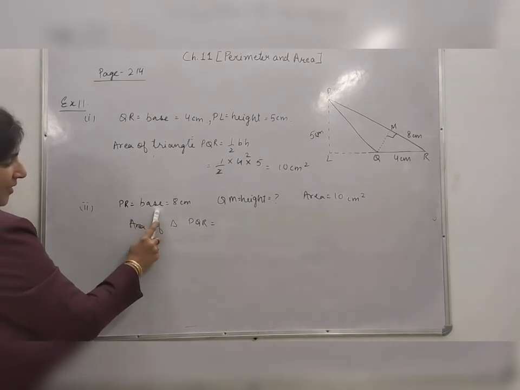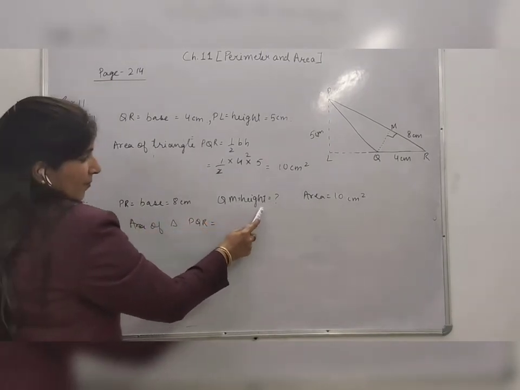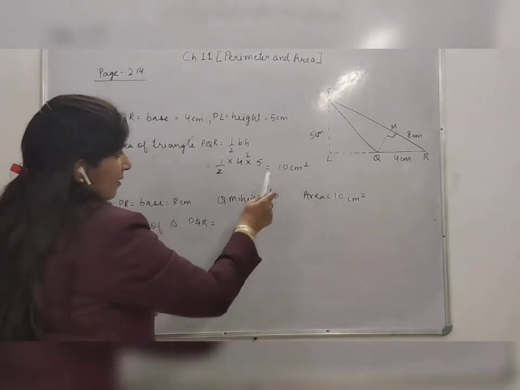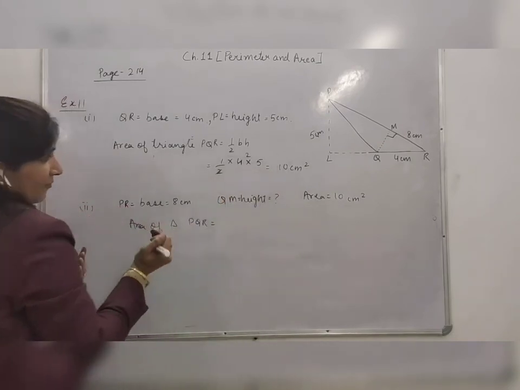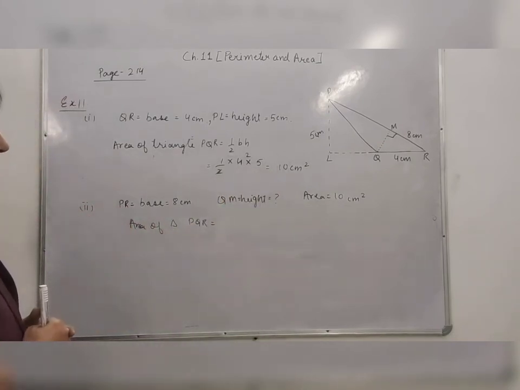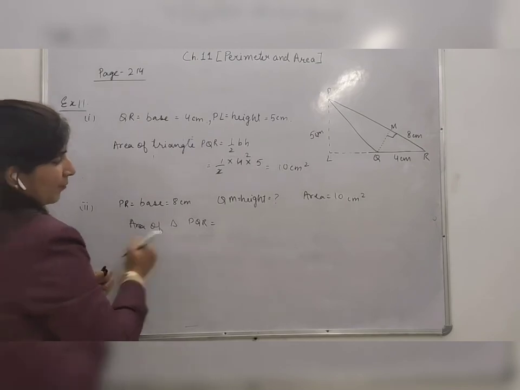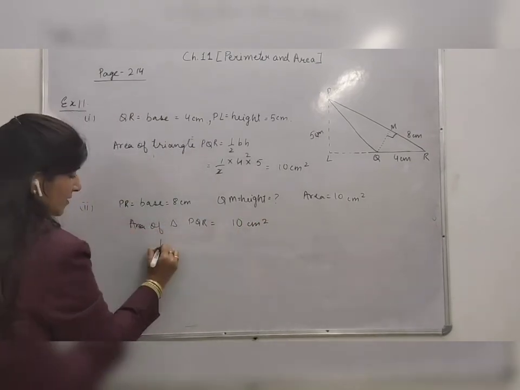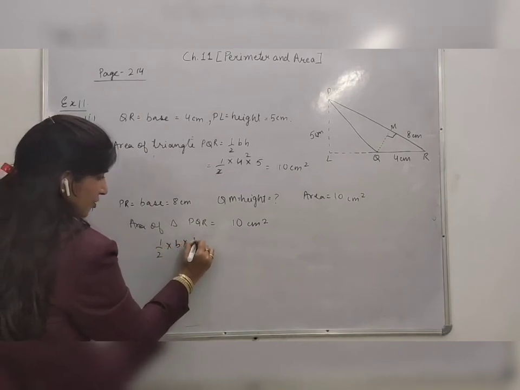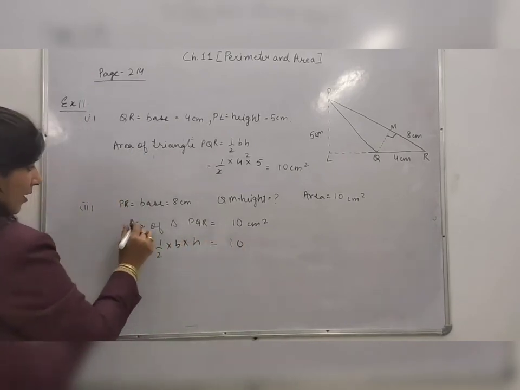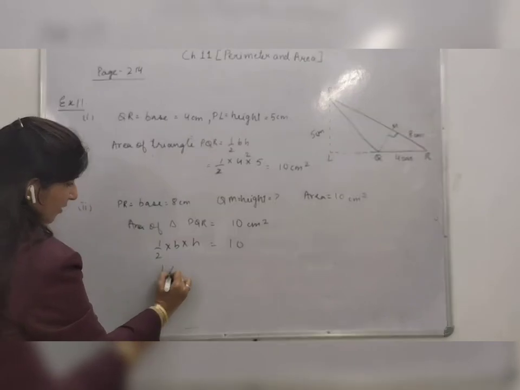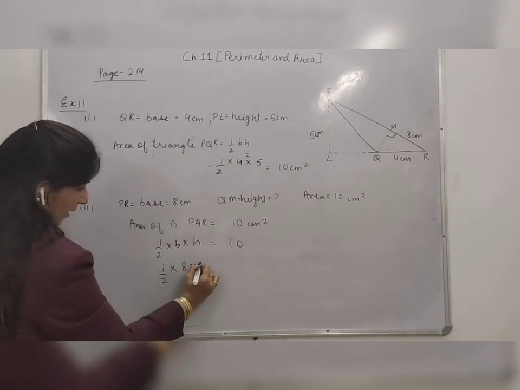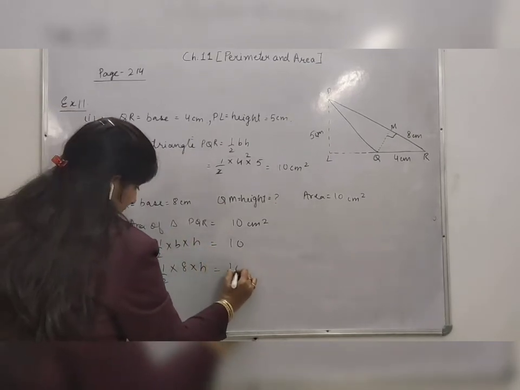So PR we are taking as base 8 centimeter. QM height we need to find out. Area as we already find out here, that we use to find out the height. So area of triangle PQR I am writing 10 centimeter square. So formula is half into B into H is equals to 10. Now as we know the base, so I am putting the value of the base 8 and H is same.